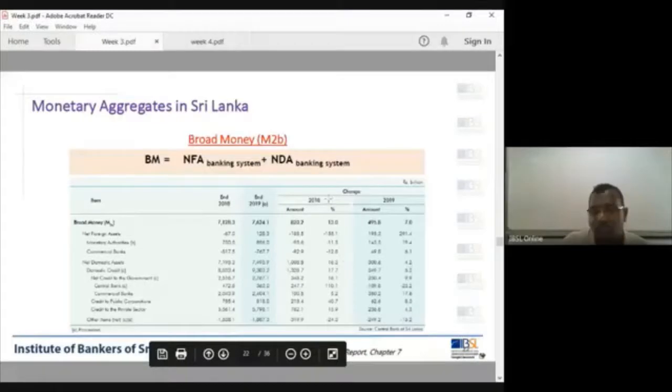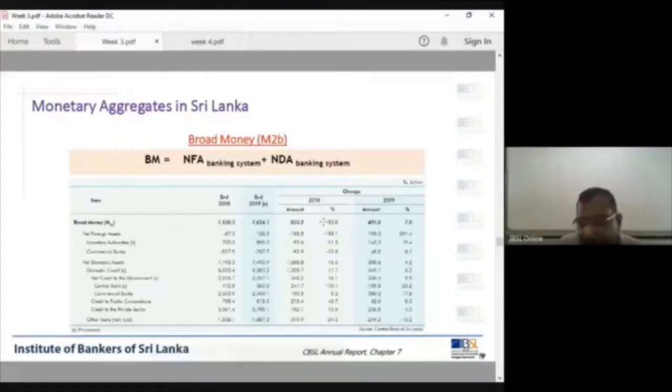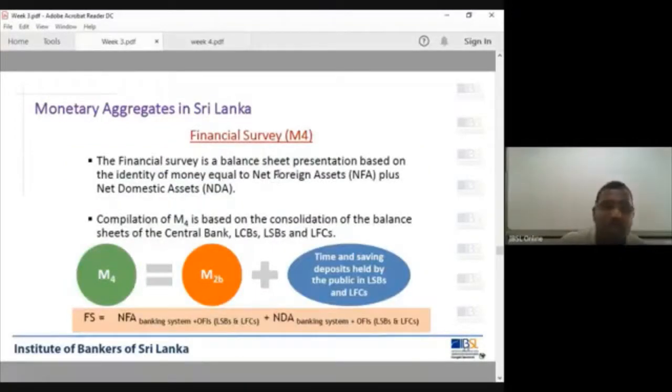And here you have some monetary growth rates also. You need to know how to calculate growth rates, because you need to identify whether the monetary growth has increased or decreased. For that matter, you have to know some way of doing it. I'll show you on the board in a while. Then the final monetary component in Sri Lanka is M4. M4 is again a broad money variable, but in Sri Lanka we use a specific term for that. We call it the financial survey.